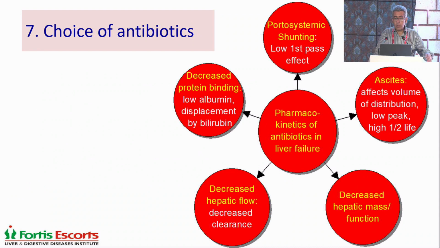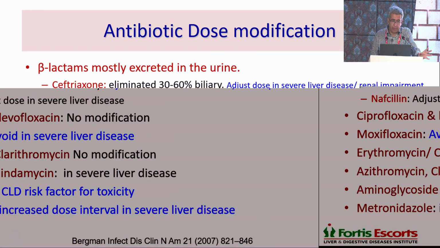The last question which I will address is the choice of antibiotics. See, the pharmacokinetics of antibiotics are altered in septic shock and in cirrhotics. There is portosystemic shunting, which leads to a lower first pass effect. There is ascites, which affects the volume of distribution. There's low peak and high half-life. There's decreased liver mass and function per se. There's decreased liver flow and decreased albumin binding. And there's displacement by bilirubin. So lots of things are affecting this.